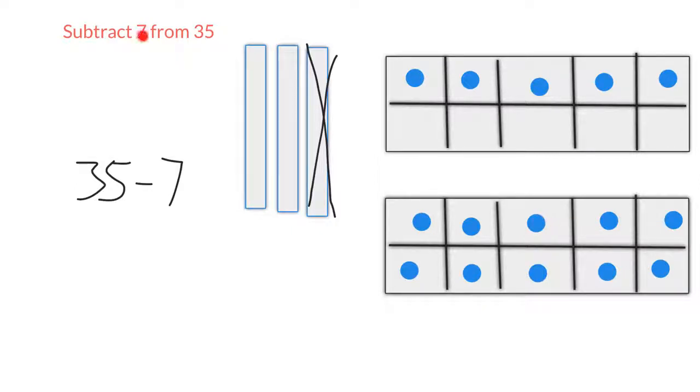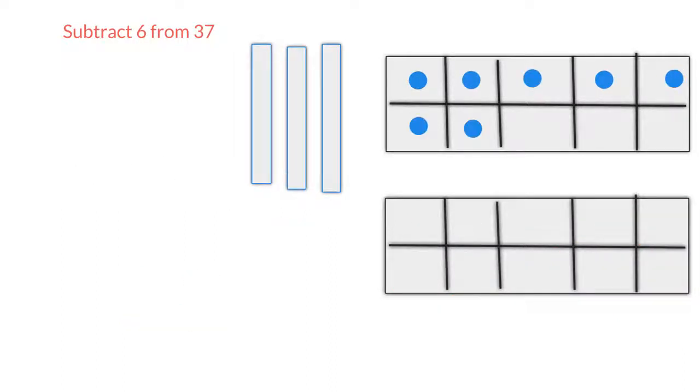Now, can we take 7 away from 15? Yes, we will have enough. So I'm going to start crossing out 7 of them. 1, 2, 3, 4, 5, 6, 7. So now I'm left with 2 tens, and let's count our ones that are left. 1, 2, 3, 4, 5, 6, 7, 8. So 35 minus 7 is 28.